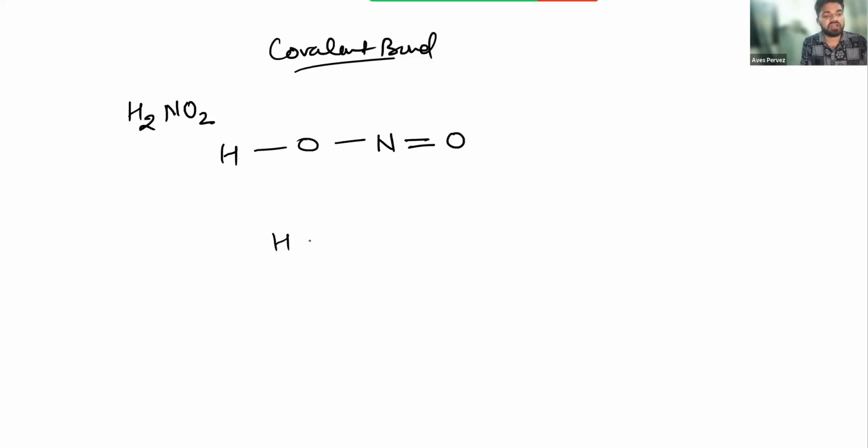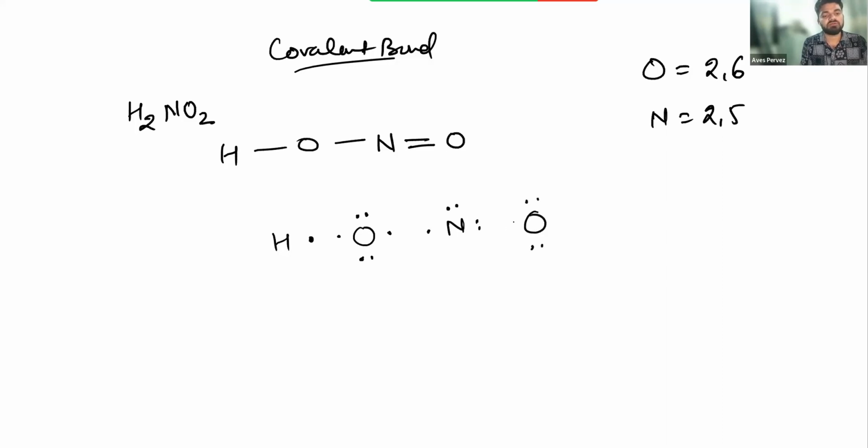You know that hydrogen is going to have only one electron in its outermost shell. Oxygen has an electronic configuration of 2,6, so it is going to have 6 electrons here, 1, 2, 3, 4, 5, 6. And nitrogen is going to have electronic configuration 2,5, so it is going to have 5 electrons in its outermost shell. 2 here and 1 here. And oxygen again 6 electrons.